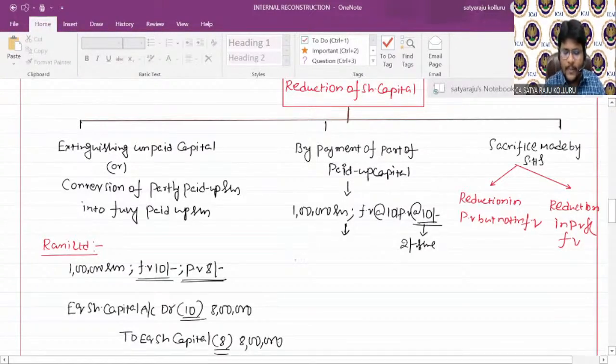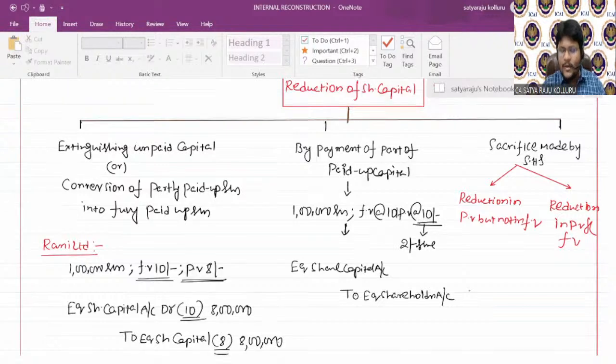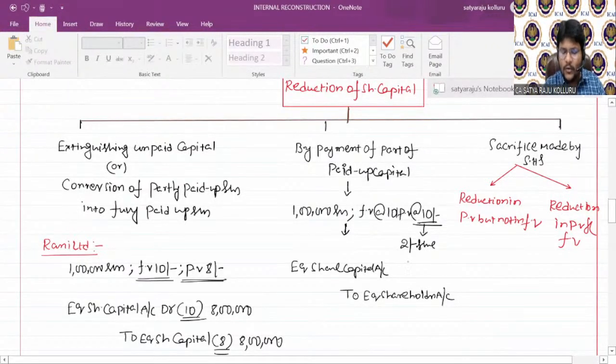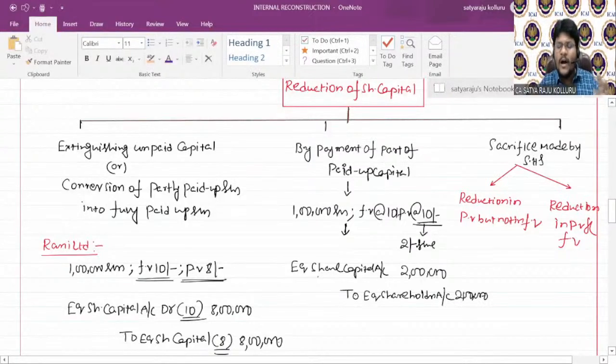Then what is the general entry, sir? Equity share capital account debit to equity shareholders account. At the rate of 2 rupees, you need to pay 1 lakh into 2, that is 2 lakhs. Sir, you have already decreased the equity share capital paid up value here. No need to decrease the face value. Face value is the same. Earlier 10 rupees, after making payment also 10 rupees. But they are paying 2 rupees per share now.